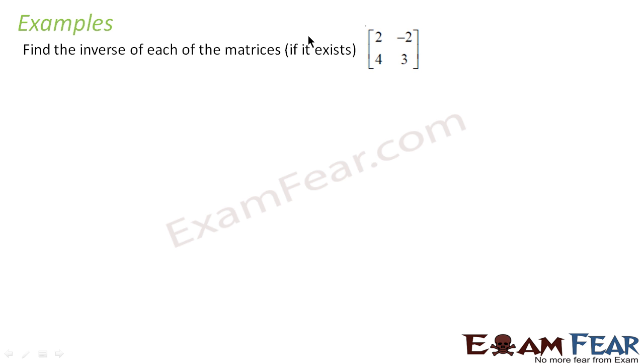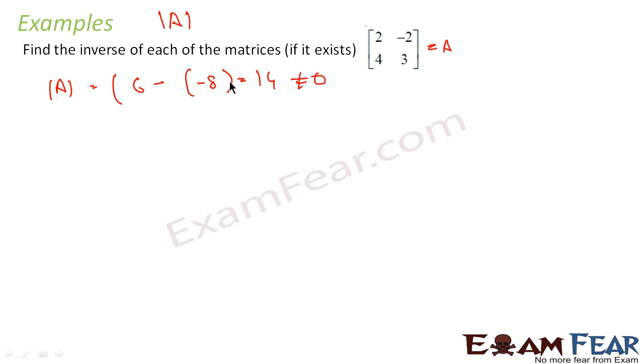To find the inverse, if this is A, let's suppose, the first thing is we have to find the determinant of A. If the determinant of A is 0, that means the inverse doesn't exist. So let's find the determinant of A. That is nothing but 2 into 3, that is 6, minus 4 into minus 2, that is minus 8, and that is 14. That is not equal to 0, so I can say that the inverse exists.